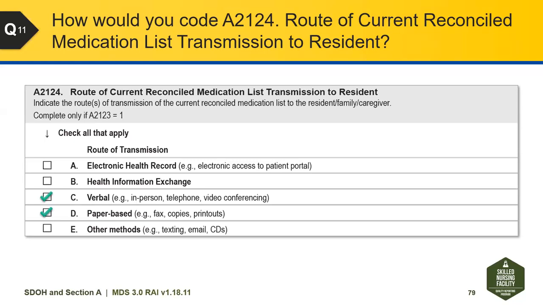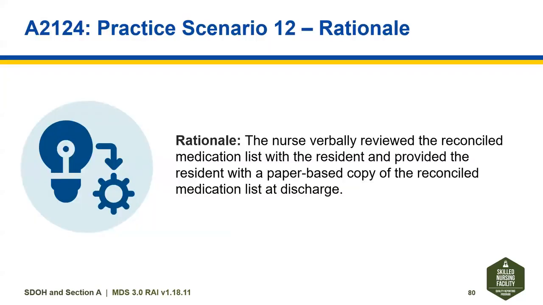Okay, let's look at the answer. And the majority of folks got this correct. The correct answer is C, verbal, and D, paper-based. So verbal and paper-based were checked because the nurse verbally reviewed the reconciled medication list with the resident and also provided a paper copy of the reconciled medication list at discharge.